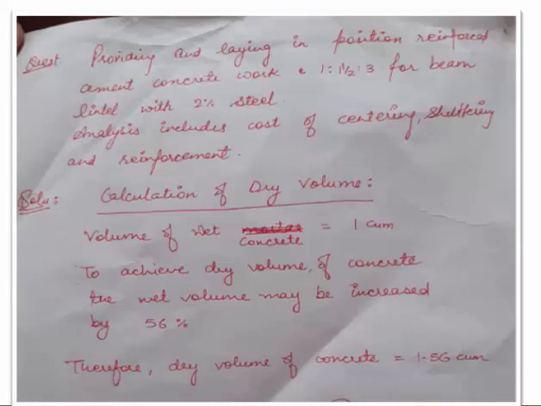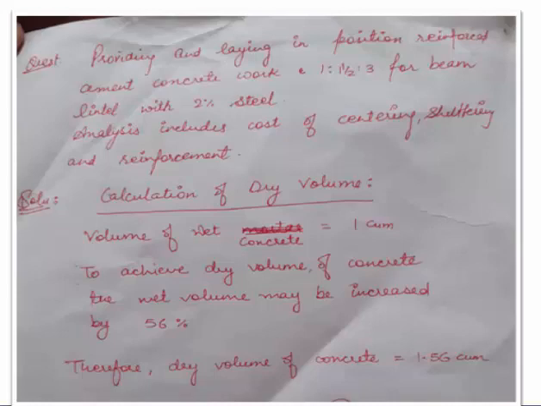So calculation, as we have discussed in the earlier analysis also, the calculation of the dry volume of the concrete or of the particular item for which we are preparing the analysis is very essential before going for the analysis. So students, dry volume calculation is as follows: volume of wet concrete, that is 1 cubic meter, and to achieve the dry volume of concrete the wet volume may be increased by 56%.